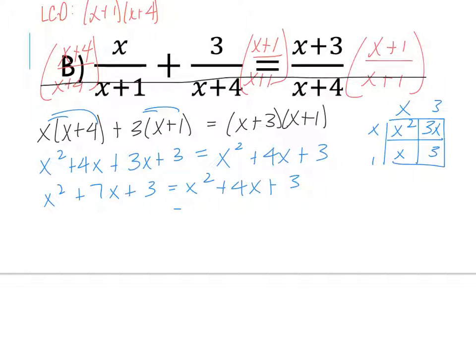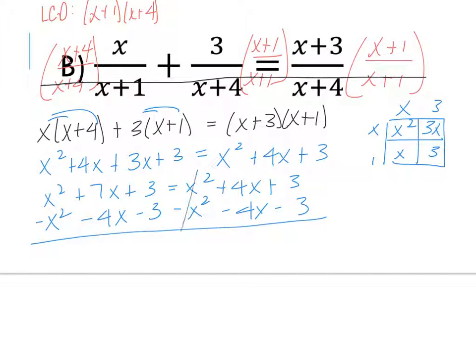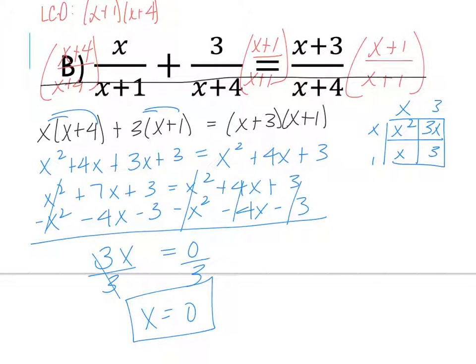Alright, so now I will subtract x squared, subtract 4x, and subtract 3. What we'll see is that the x squareds are gone, so this is going to be 3x equal to 0. And so if I divide by 3, x will equal 0. x equals 0 will be the only solution for this problem. Alright, let's keep working.